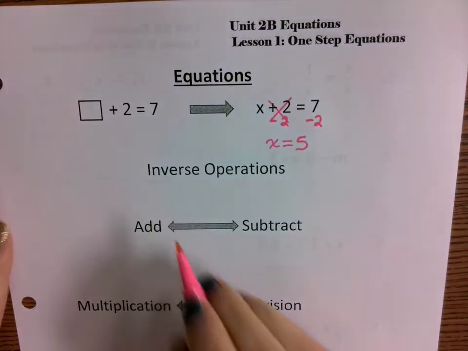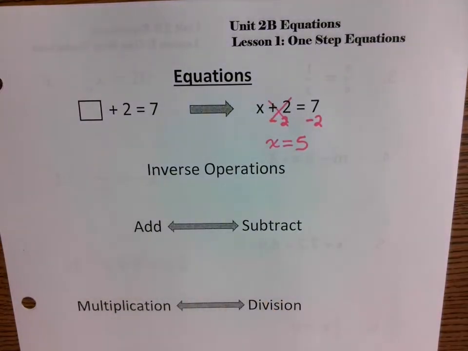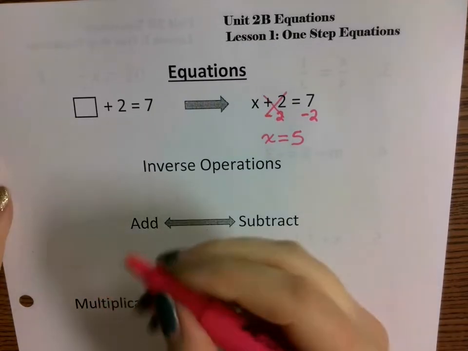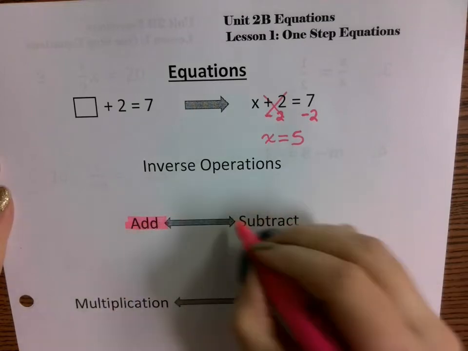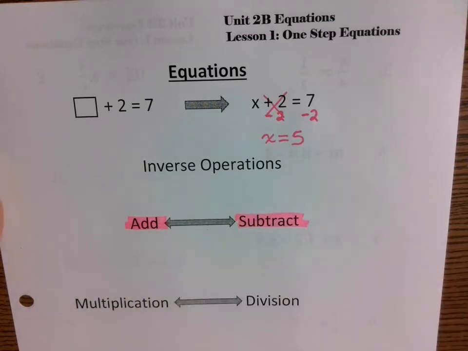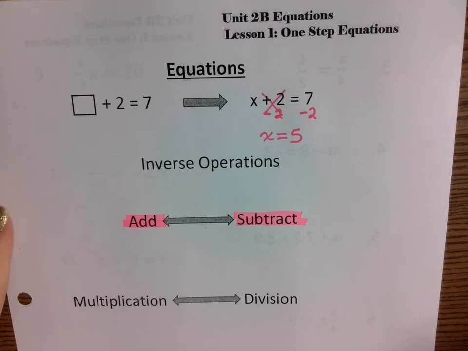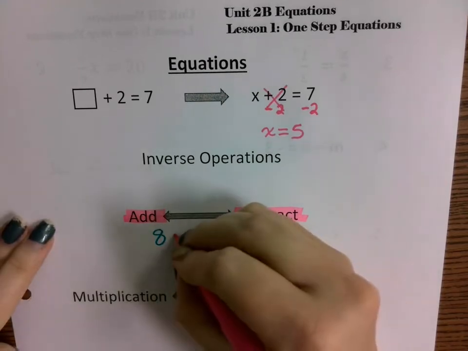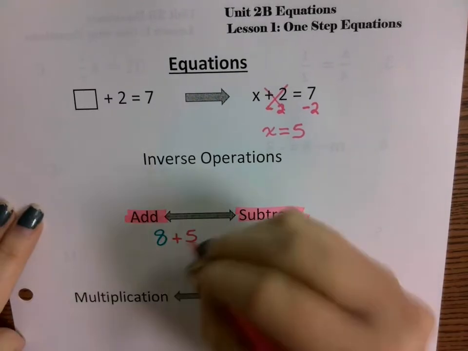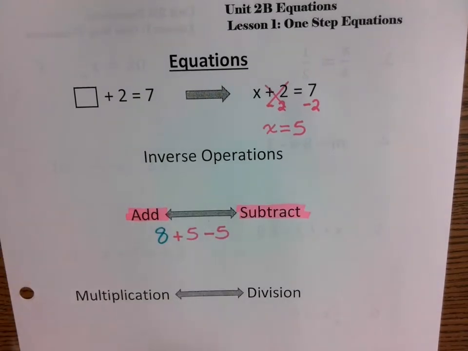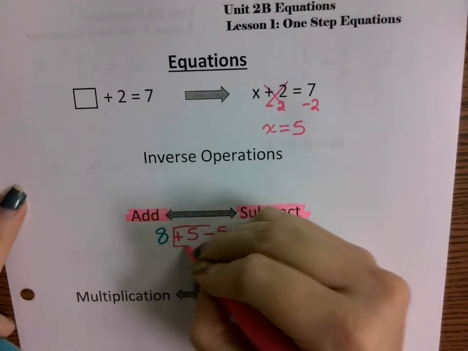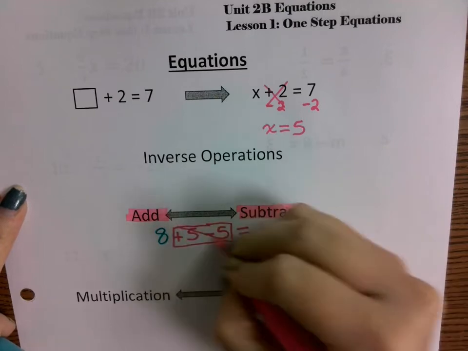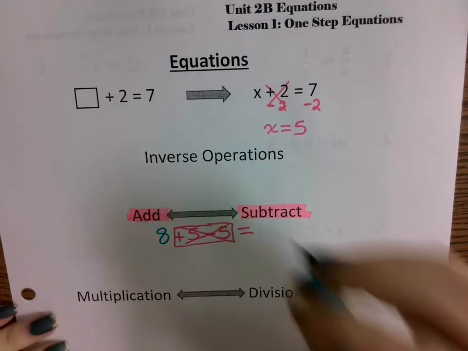So again, addition and subtraction are considered to be inverse operations. That means that if I start off with a random number, let's say I start off with 8, and I add 5, and then I subtract 5, it's as if I never did anything to it at all. They cancel each other out, and I'm still left with the 8.